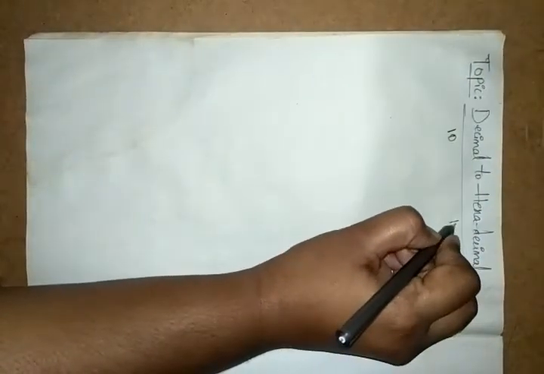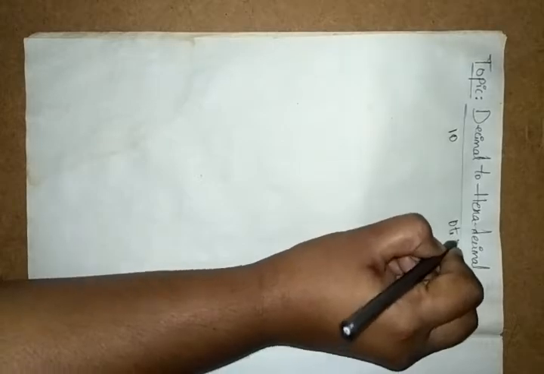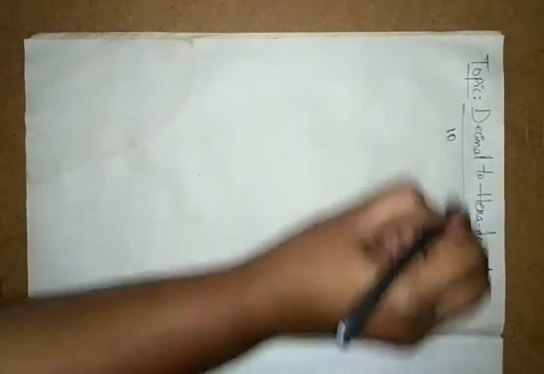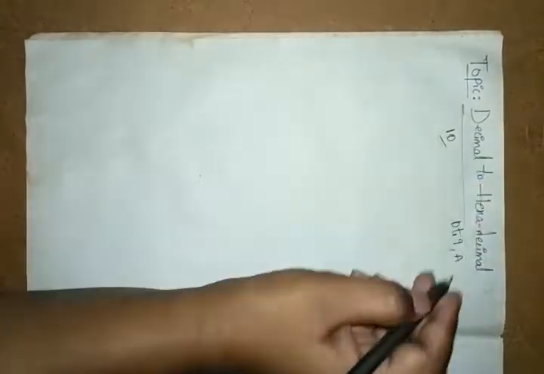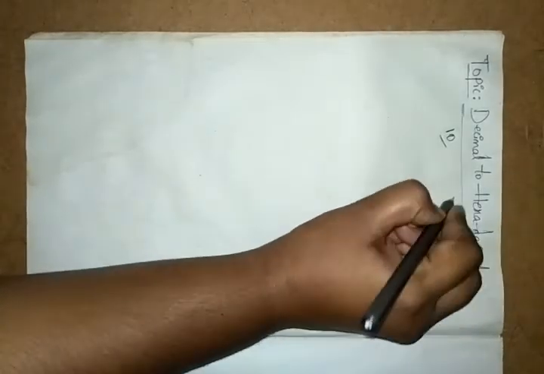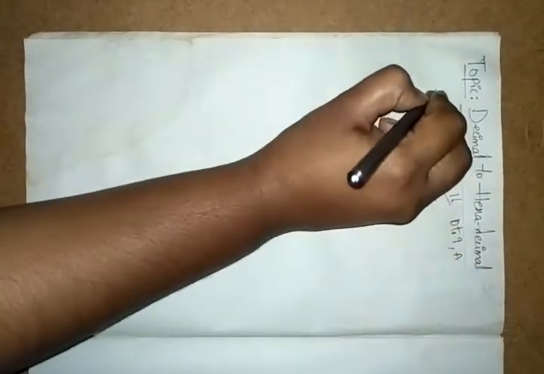Hello everyone. In the previous class we discussed decimal to octal conversion. Now in this class we will discuss the conversion from decimal to hexadecimal. Decimal means base 10 and hexadecimal means base 16. In decimal we have the digits 0 to 9, and in hexadecimal we have 0 to 9 and A to F.